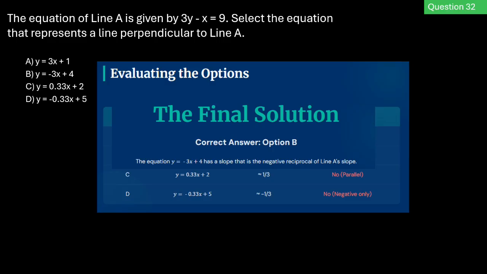So, in conclusion, the key to solving any perpendicular line problem is a clean two-step strategy. Rearrange the original equation to uncover the true starting slope, and then apply the negative reciprocal flip.